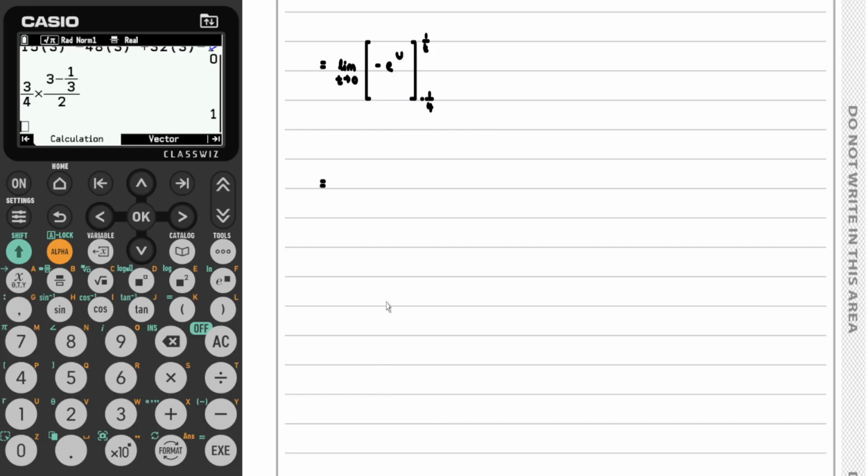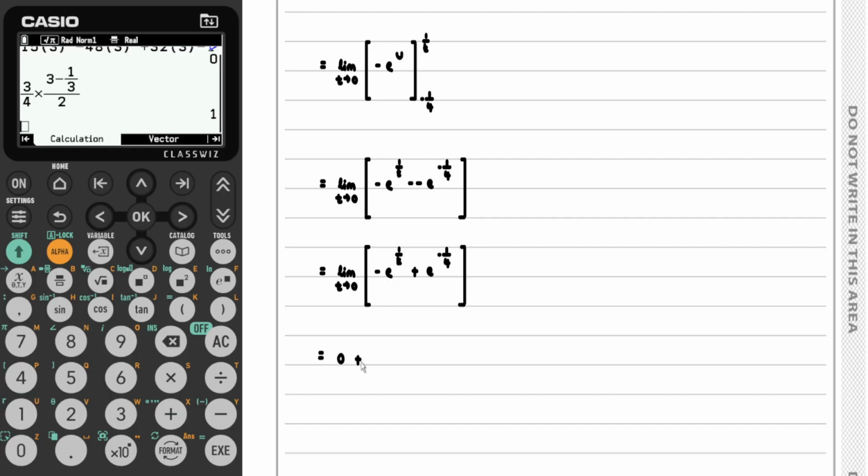So substituting in for our upper limit where we have 1 over t, we've got the limit as t tends towards 0 of negative e to the 1 over t, and I subtract from this. If I substitute in negative 1/4, I've got negative e to the negative 1/4. So I've got the limit as t tends towards 0 of negative e to the 1 over t plus, because I've got minus and a minus, e to the negative 1/4. Now as t tends towards 0, negative e to the 1 over t tends towards 0, so I've got 0 plus e to the negative 1/4, which is quite simply e to the negative 1/4.